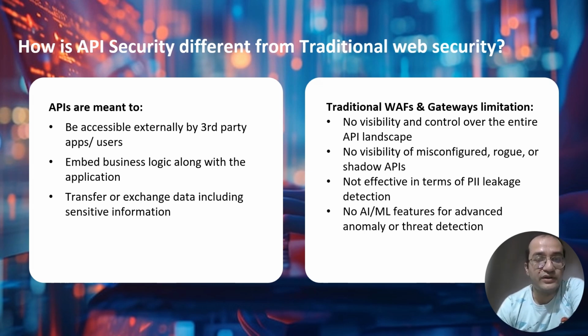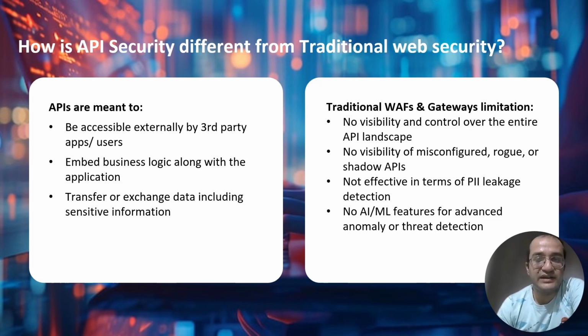APIs often require more granular access controls to ensure that only authorized clients can access specific resources and perform specific actions. Implementing robust authentication along with robust authorization is crucial for preventing unauthorized access to APIs.